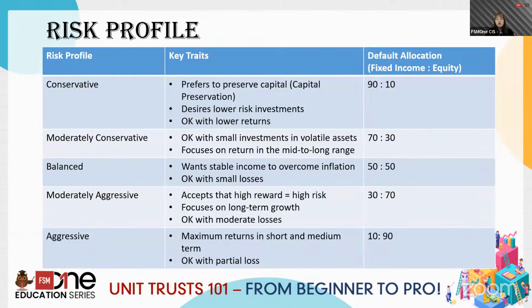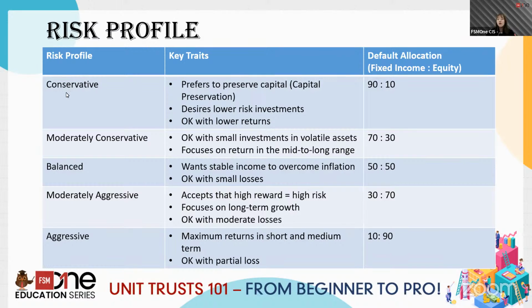So when you do your risk profile, you will know what type of risk profile you are in. In FSMOne Malaysia, there are generally 5 types of risk profile, from conservative until aggressive. There are certain key traits for each risk profile, and then we will recommend a default allocation in order for you to invest.